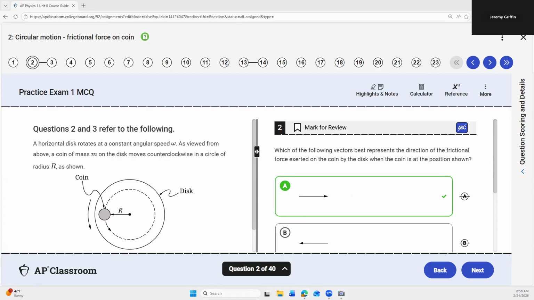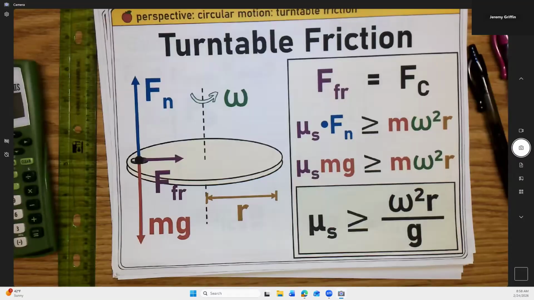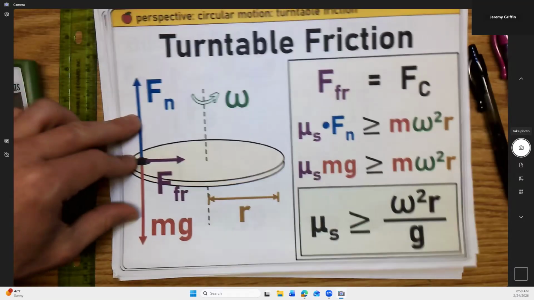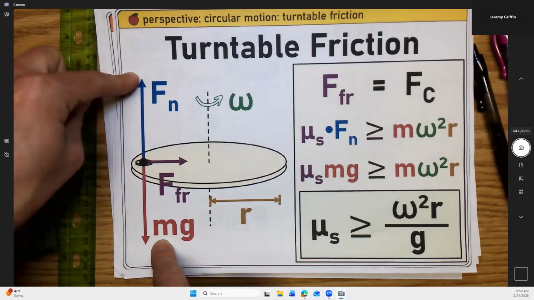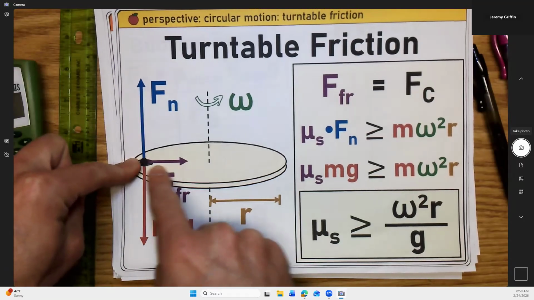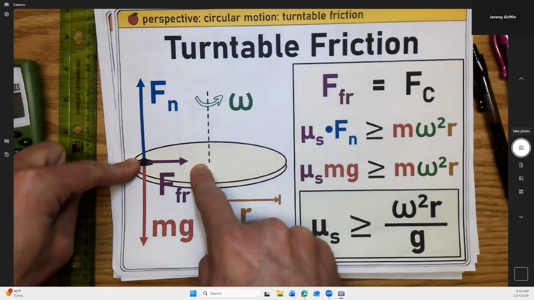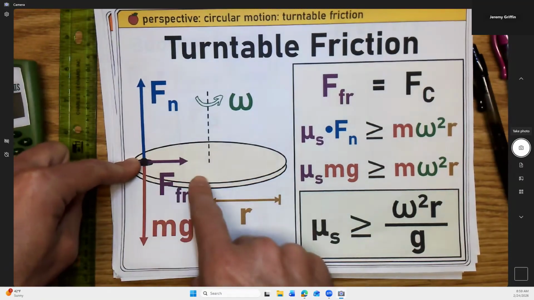I also flipped the screen here. Here's a full free body diagram on the coin. I'm just specifically focused on the coin. It's weight down, normal force up, and this frictional force pointing towards the center, which is acting as the centripetal force and the net force. You can say all that.